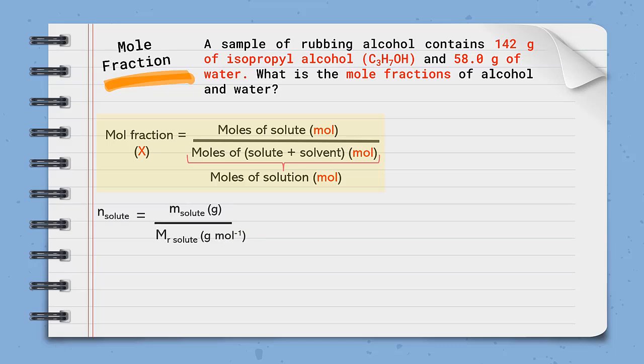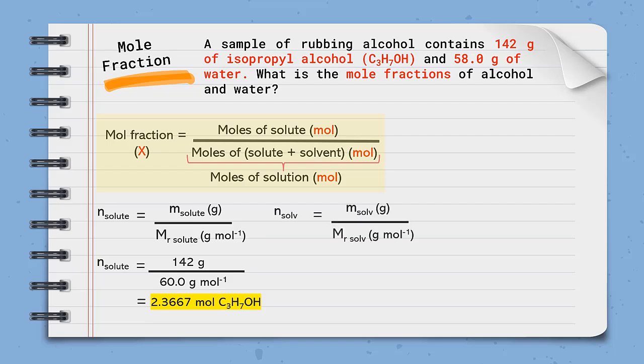As for the mole of solute, you know 142 gram, and it already gives you the chemical formula here. Simply substitute the value, and lastly you're going to get 2.3667 mole of isopropyl alcohol. And then you must also find the mole of solvent. Your solvent now is water. So for water, we have H2O, so you have 18 gram per mole. Lastly, your mole of solvent is going to be 3.222 mole of water.